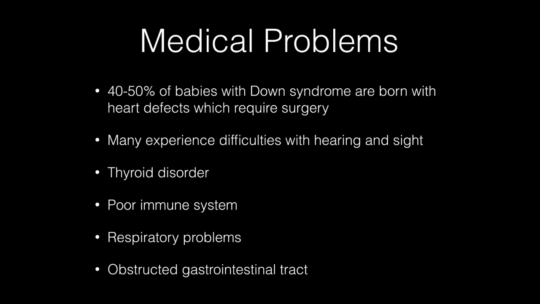Although not all individuals with Down syndrome face severe medical difficulties, some of the following are common. 40 to 50% of babies with Down syndrome are born with heart defects which require surgery. Many experience difficulties with hearing and sight, thyroid disorder, poor immune system, respiratory problems, and obstructed gastrointestinal tract. However, with our advanced medical care, many of these problems are able to be treated and they are not unique to individuals with Down syndrome. Because of this, the life expectancy of people with Down syndrome has been increasing.